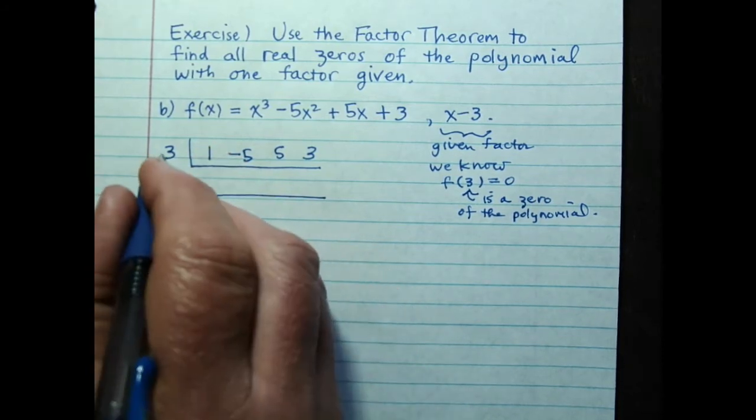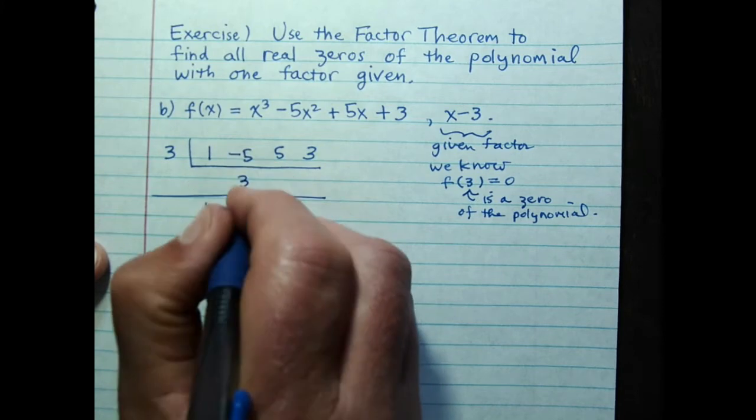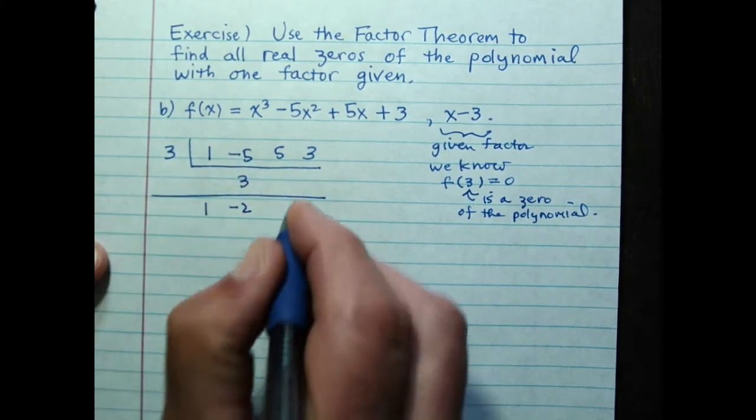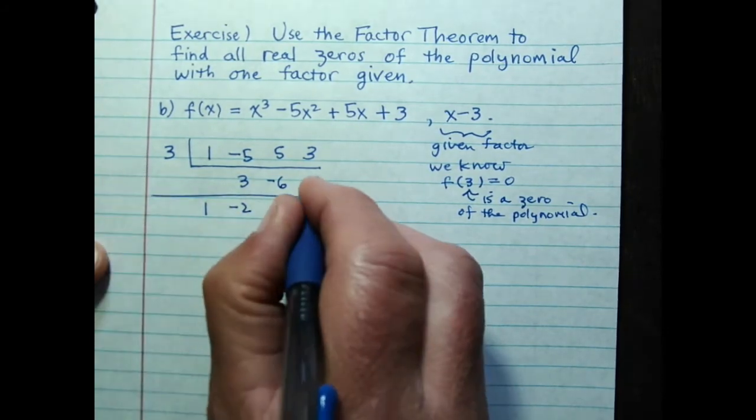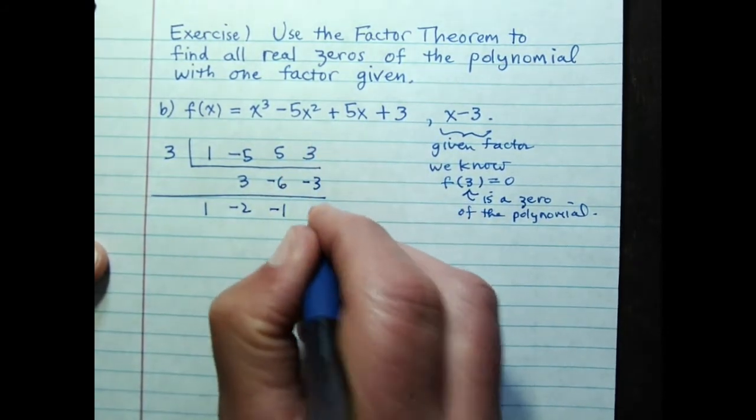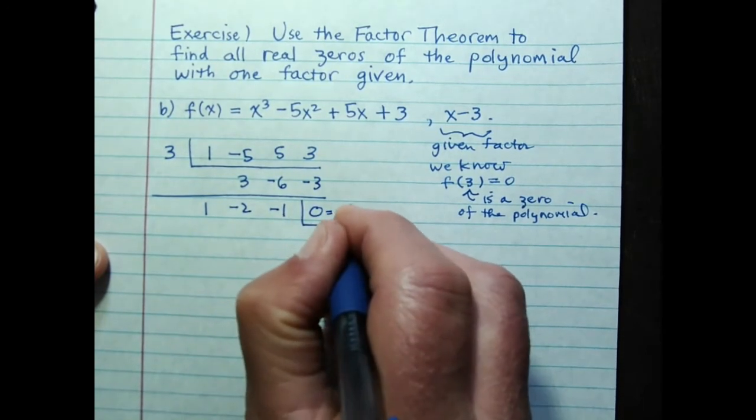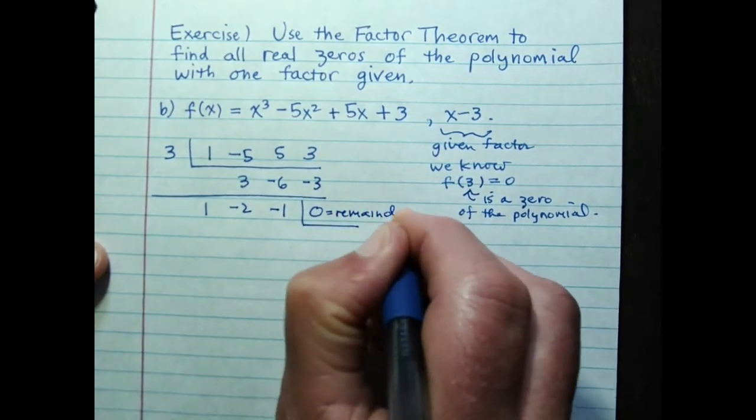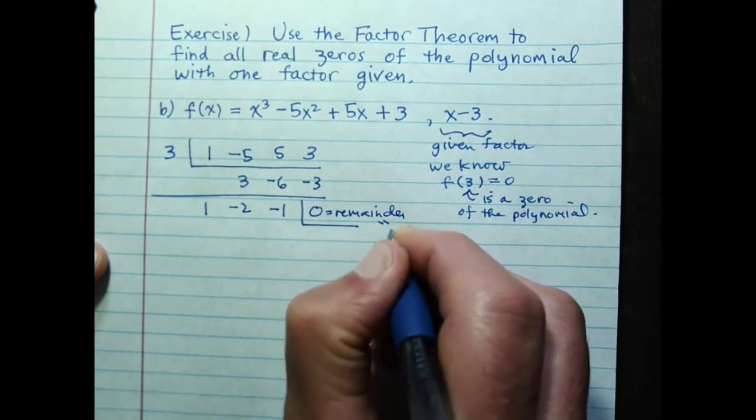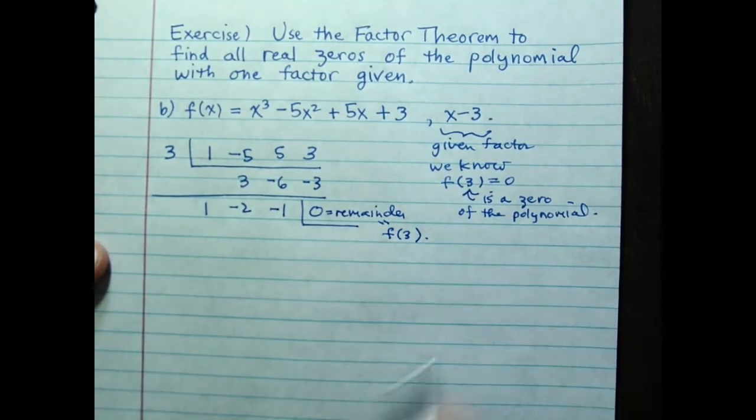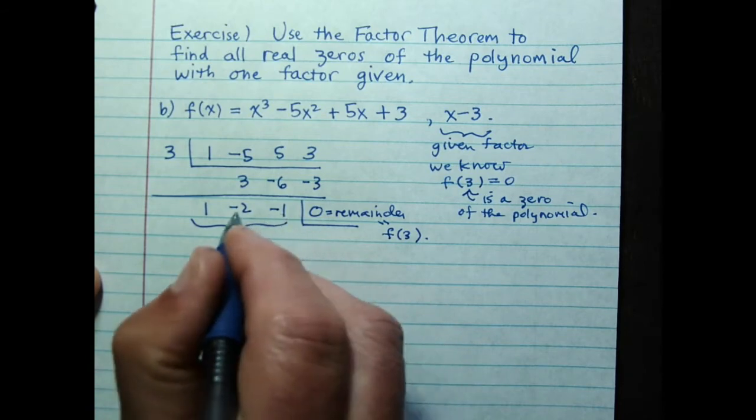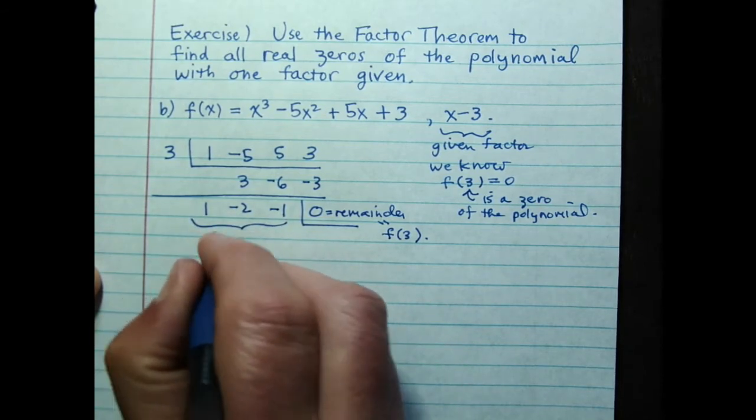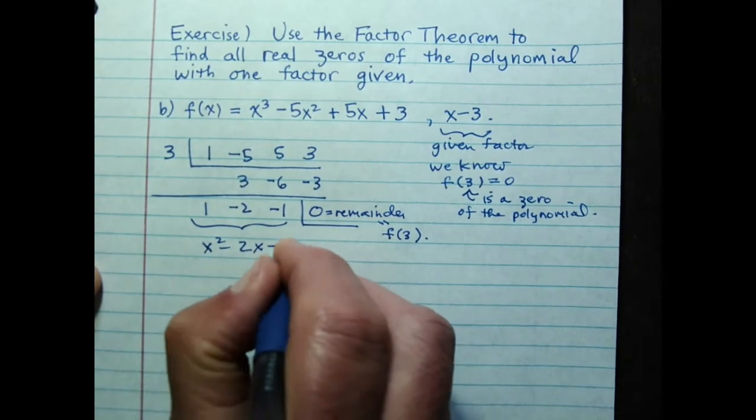Bring down the 1. 3 times 1 is 3. Add these together, I get negative 2. Multiply, I got negative 6. Add these, negative 1. Multiply, I got negative 3. Add these, I get 0. So there's my remainder, which is equal to f of 3. And we knew that. We should have got that. We want to observe what our quotient is, constant, first term, second term. So I got x squared minus 2x minus 1.